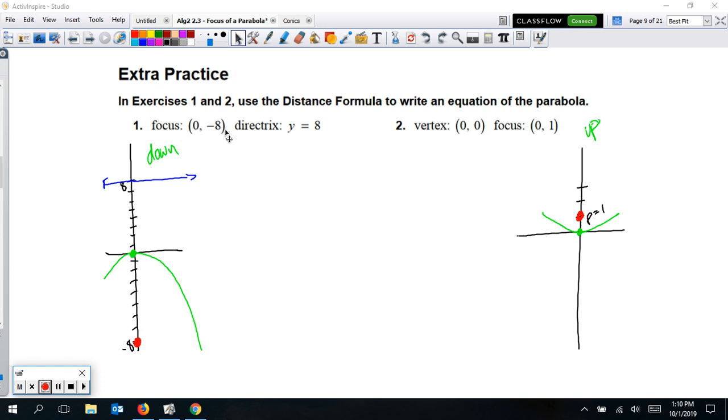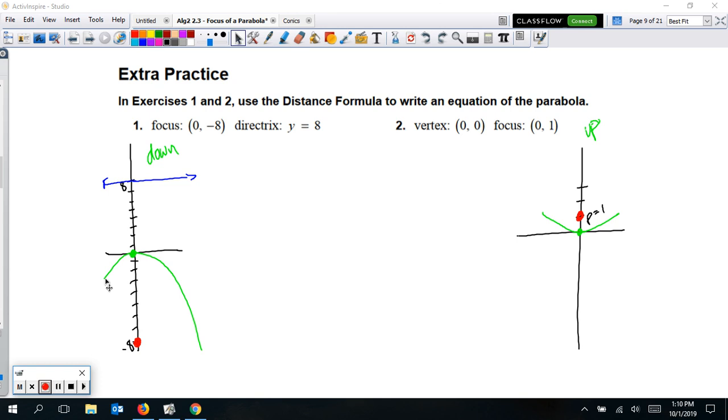I plotted the focus point, 0, negative 8. So if my origin is right here, on the y-axis, 0, negative 8. That's the point there. I just put it in red. That's the focus point. And then it says that the directrix is the line y equals 8. So where is y equal 8? That's up here, 8 units above the origin. And it's a straight horizontal line that goes right through that.